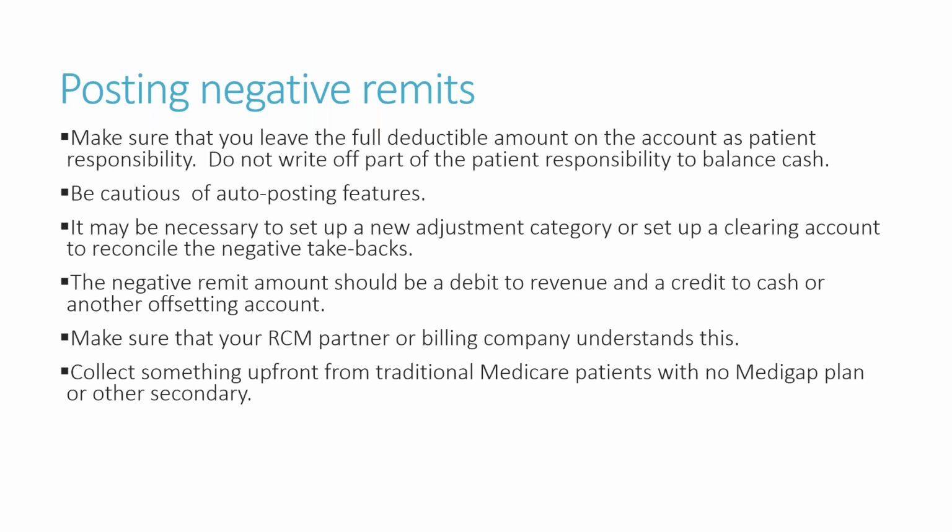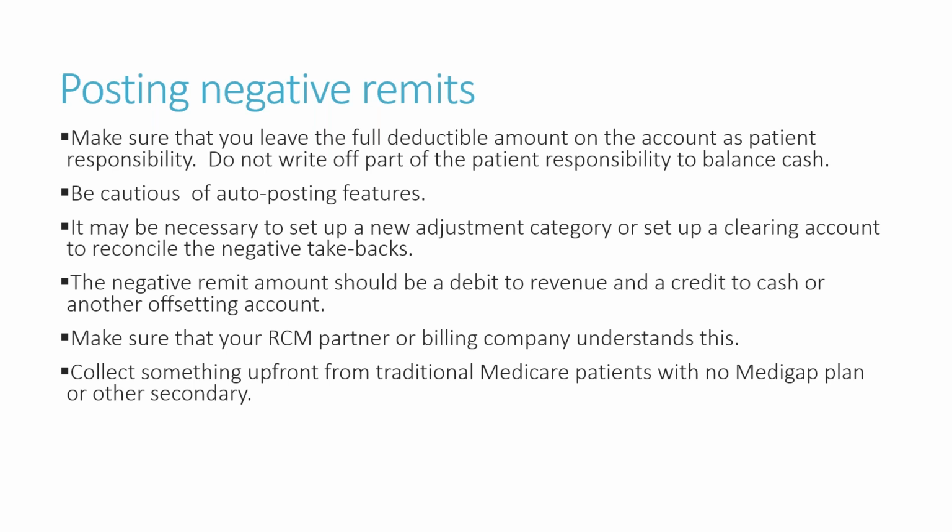It's not going to be an adjustment that hits that patient account on an individual basis. It's going to have to be an adjustment that helps you balance cash, and that's going to be either through a special adjustment category that you set up. Some people set up a clearing account where they can post all those negative remits and balance them through a clearing account. It will not be adjusted off at the individual patient account level.